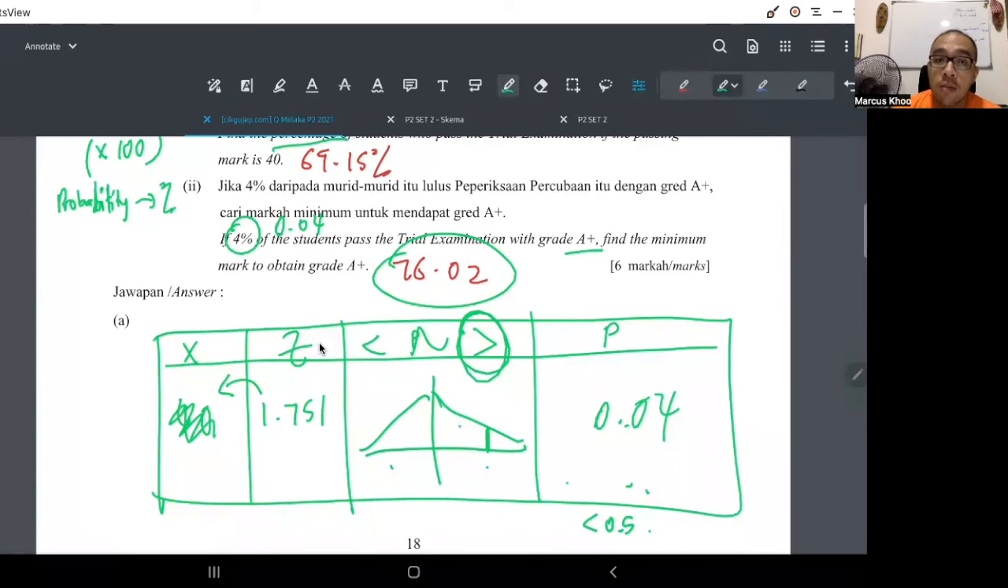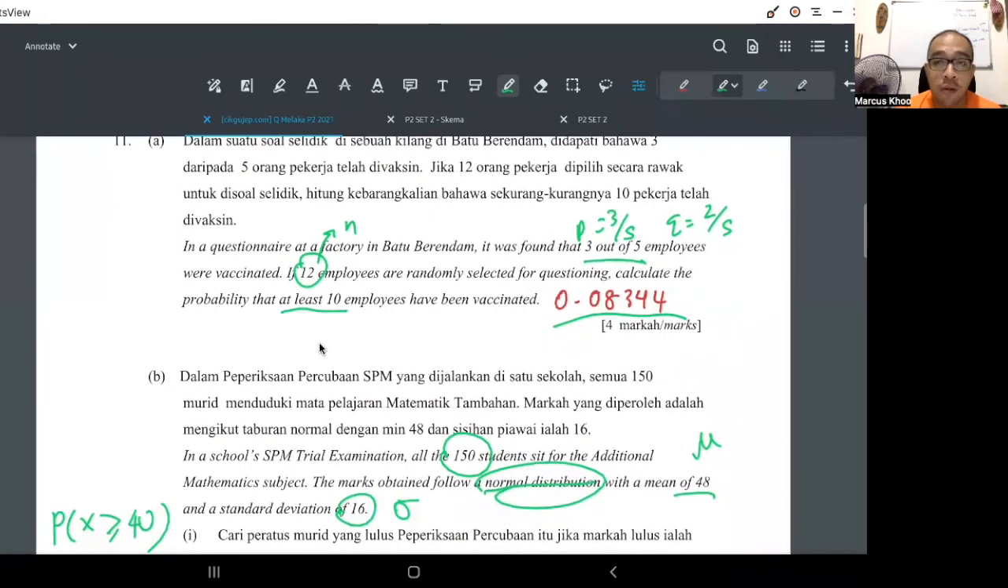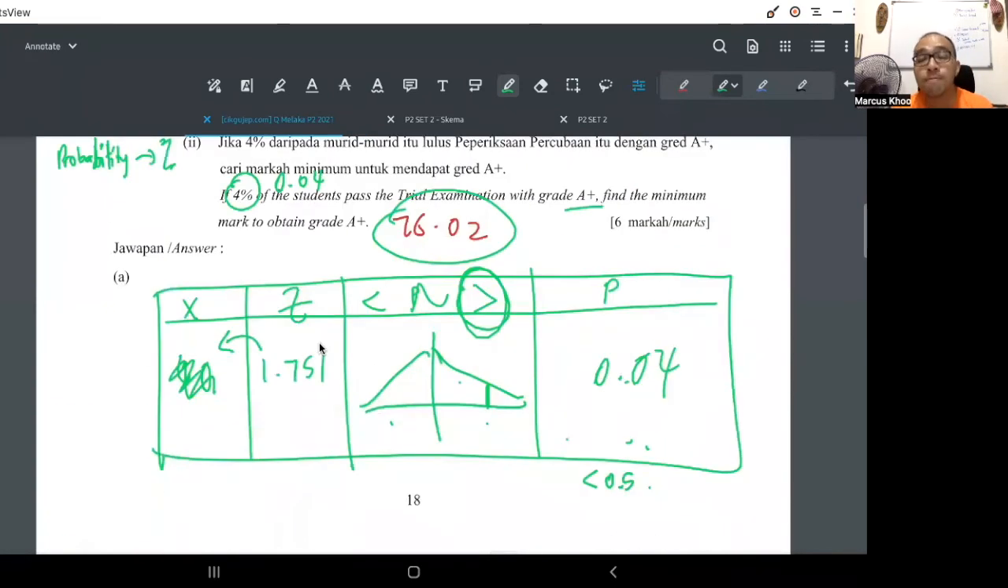Wow, it would be great if the mark for A plus is 76. Many people would have gotten A plus then, right? But unfortunately, that's not the case. A plus is 90 and above. Okay. So again, a very straightforward probability distribution question. I really see no issue with this question. If you have done enough practice, I think this should be an easy question for you.